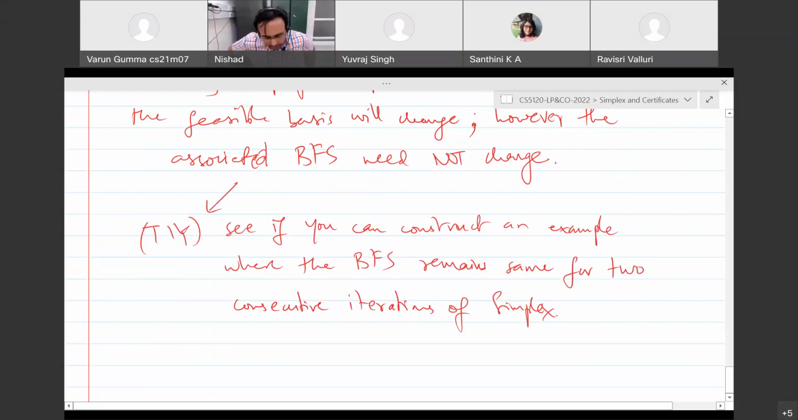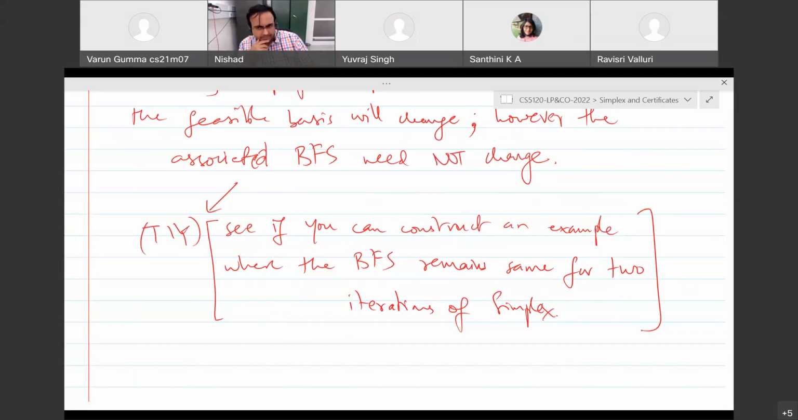Actually, let me remove consecutive. I'm not too sure if that can be done. So if you are able to construct such an example, please post it on Piazza. I'm also going to try because I don't know of an example off the top of my head, but I think I've seen one in the past. So you want to run the simplex method, and at 2 steps, you want to get the same basic feasible solution for 2 different bases, because the basis always has to change.